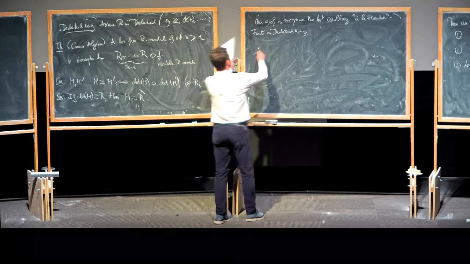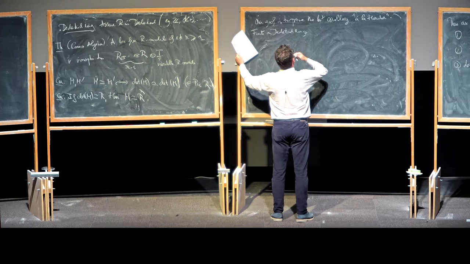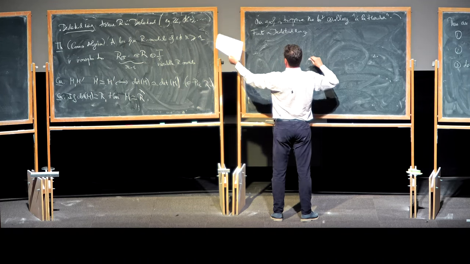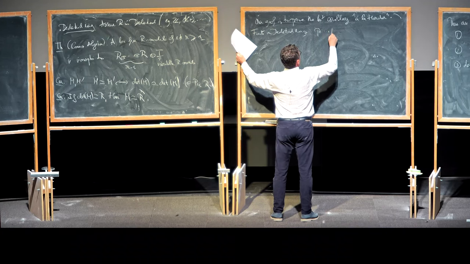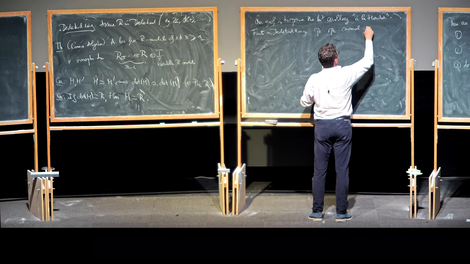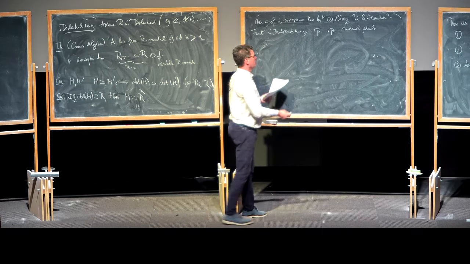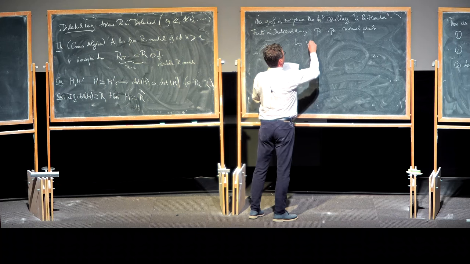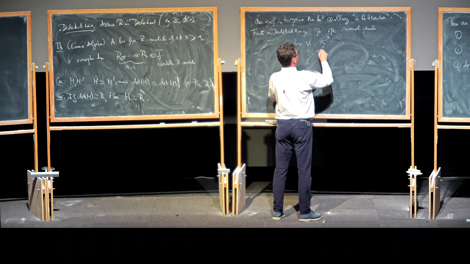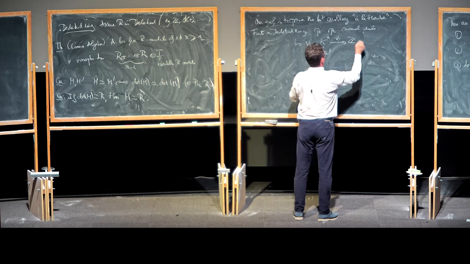So the first statement, I need some notation. As before, when you have a Dedekind ring, I choose P1, ..., Pc, maximal ideals. And when you have a maximal ideal in a Dedekind ring, it defines a discrete valuation, where K is the fraction field of my ring. So I call it v_i.